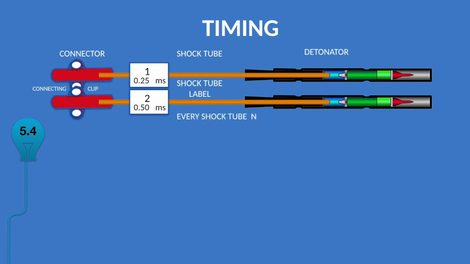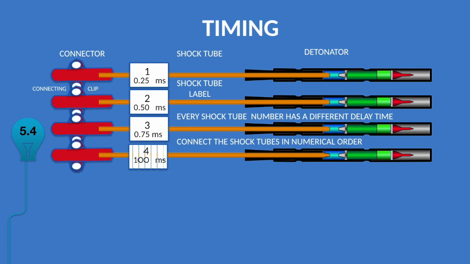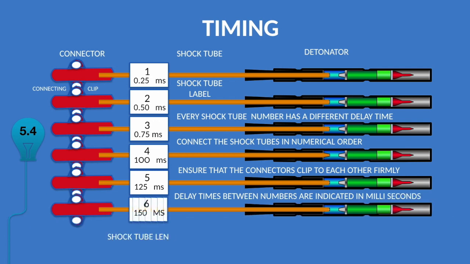Every shock tube number has a different delay time. Connect the shock tubes in numerical order. Ensure that the connectors clip to each other firmly. Delay times between numbers are indicated in milliseconds. Shock tube lengths are determined by manufacturer and by mining standards.